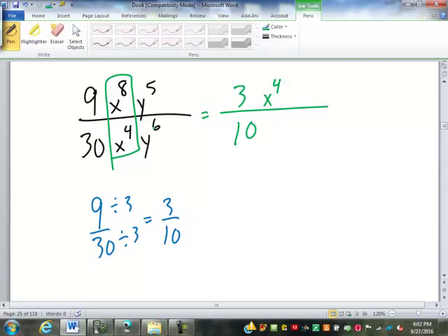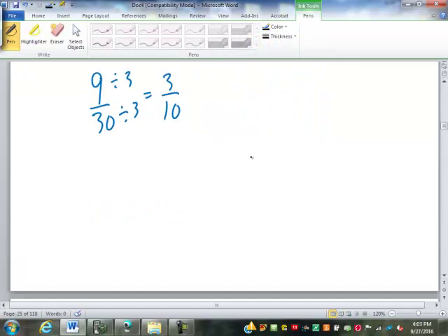Where's the y going to go? Bottom, because the larger power is on bottom, and its power is going to be 1 or just y, because 6 minus 5 is 1. How many of you had that? Good. Let's try another one.